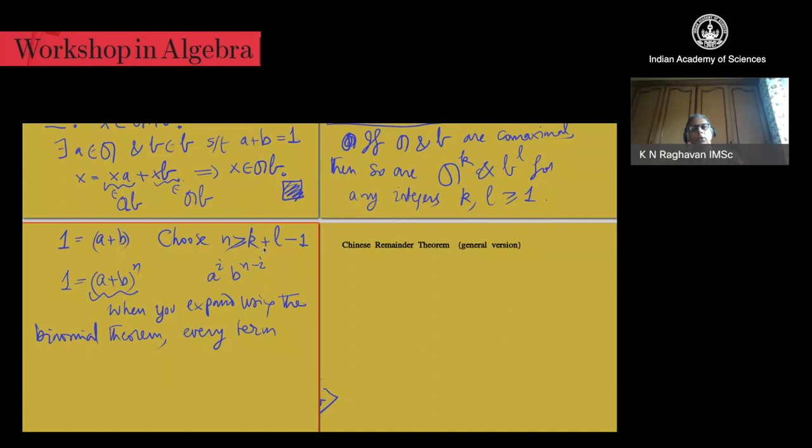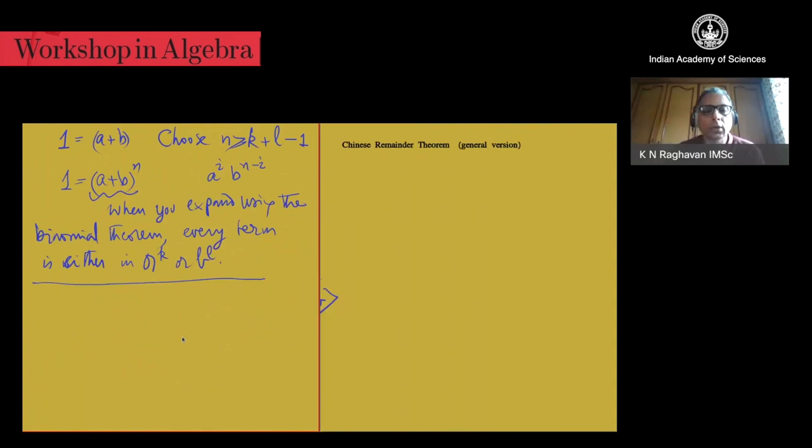So when you expand using the binomial theorem, every term is either in A power k or B power l. So if I collect all the terms that are in A power k and call that alpha, and collect all the terms that are in B power l and call it beta, then I get an equation of the form 1 is equal to alpha plus beta. Okay, so this is a good exercise. I've indicated a proof. So if what I have said is not clear, you would do well to think through that and make it clear to yourself.